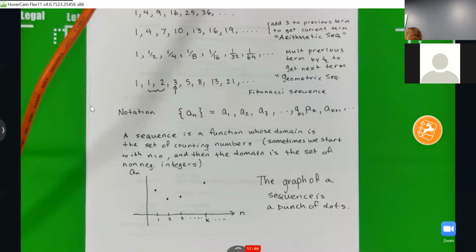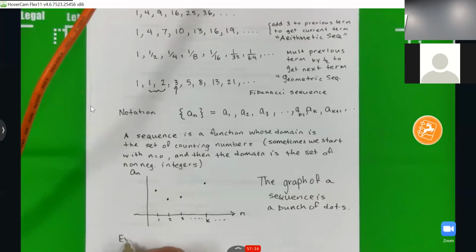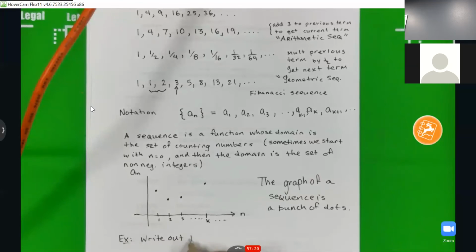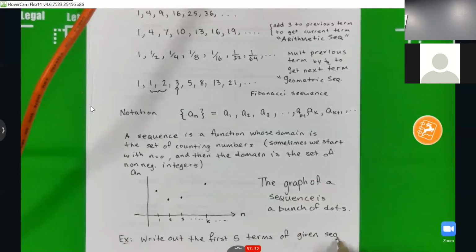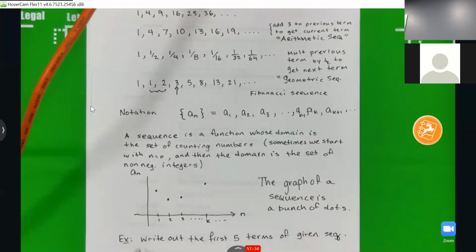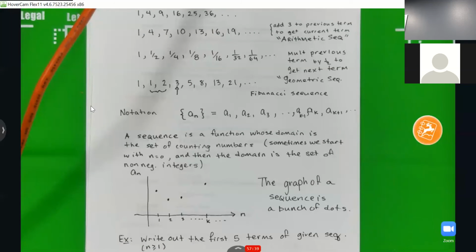So I'm going to give you some examples where I use more of the function notation and ask you to write out the sequence for me. Let's write out the first 5 terms of the given sequence. Q, give me a Q here. So I'm going to say n is greater than or equal to 1. We'll start our counter at 1.